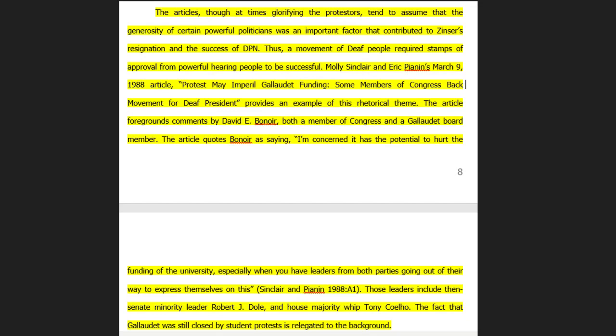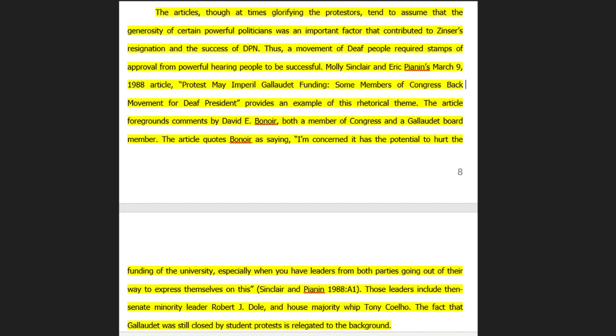It goes, "The articles, though at times glorifying the protesters, tend to assume that the generosity of certain powerful politicians was an important factor that contributed to the president's resignation and the success of Deaf President Now. Thus, a movement of deaf people required stamps of approval from powerful hearing people to be successful." Molly Sinclair and Eric Pianen's March 9th, 1988 article, which was called "Protests May Imperil Gallaudet Funding. Some Members of Congress Back Movement for Deaf President." That article provides an example of this rhetorical theme.